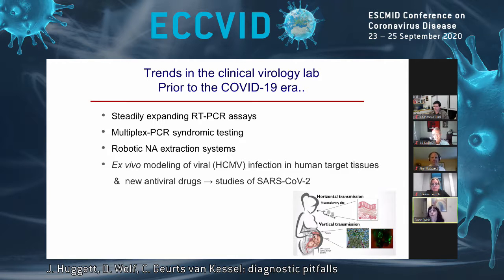So at the time of the emergence of the pandemic, as I've told you, we were a mid-sized clinical virology lab, comfortably performing around 120K tests per year, combining viral serology, culture, and molecular assays. We were steadily expanding our RT-PCR assays and the use of robotic systems, which in fact proved to be quite helpful upon the emergence of the pandemic. Our research is focused on ex vivo modeling of viral, mainly HCMV, infection in human target tissues representing the viral entry and transmission sites, and on new antiviral drugs. In fact, we have recently expanded these studies to include SARS-CoV-2, but I will not talk about them today.